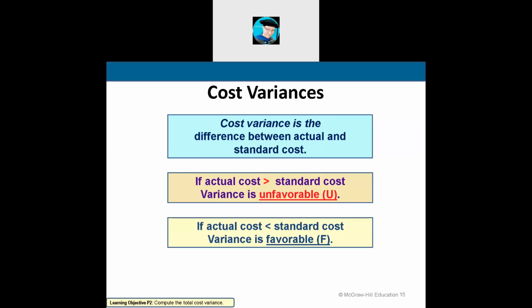As I had said earlier, if the actual cost is greater than the standard cost, that's not favorable. If the actual cost is less than the standard cost, it's favorable. Remember, cost is different than revenue. With revenue, sales, if your actual sales are greater than your estimated sales, that's favorable. That's sales, though. But for cost, if your actual cost is greater than your budgeted cost or your standard cost, that's not good. That's unfavorable. If your actual cost is less than your budgeted or standard cost, that's favorable.